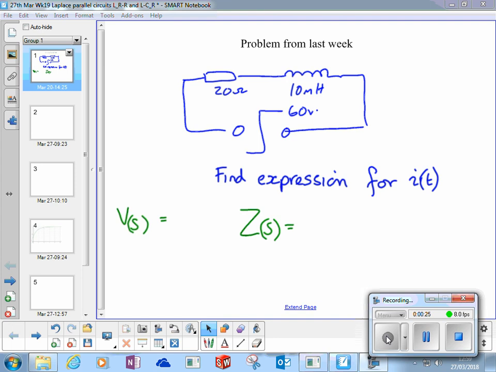And for the transient period, we want an expression for little i at time t. We're going to use Laplace transforms. So we need to express, first of all, how would that be expressed in the S domain?